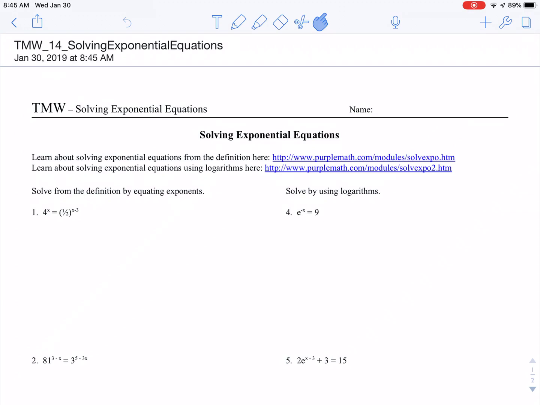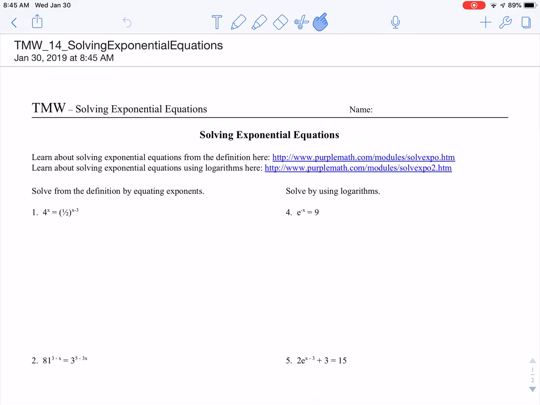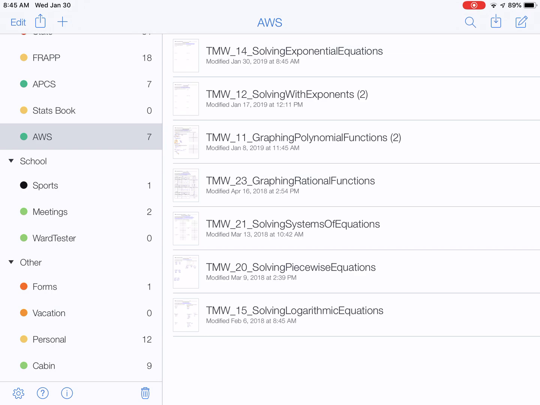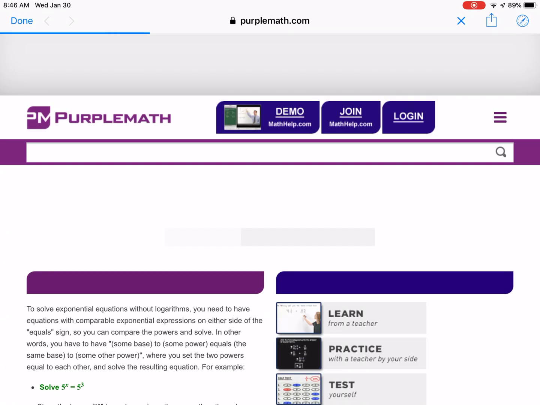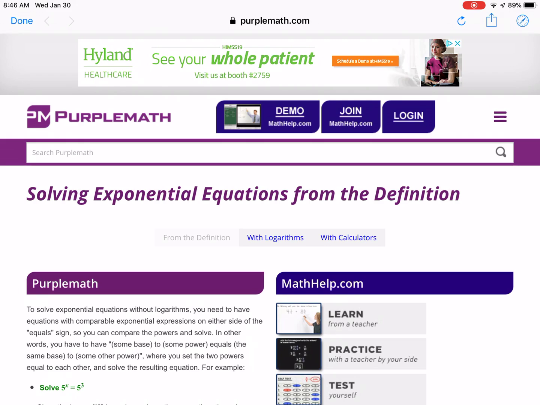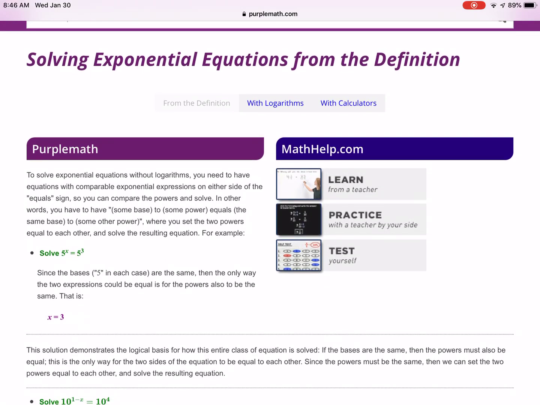So this is what we're going to try and explore today. You can see there are 6 problems that we're going to do. There are links to 2 different websites if you want to see other ways that these are solved. And I'll actually show you some of those. We don't use this very often, but if you click on the links on the worksheets, it'll take you to a website. Most of them are from a site called Purple Math, because I think this website is well done. What it talks about is solving exponential equations from the definition.